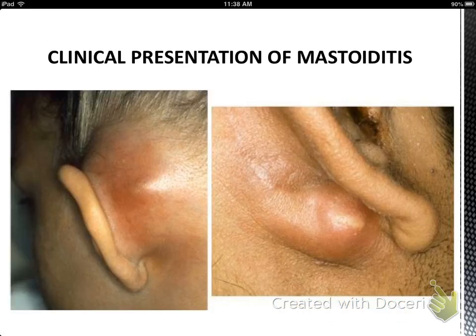Now, these pictures show examples of what you may see on physical exam. If a patient presents with a chief complaint of ear pain and redness or swelling posterior to the ear is seen, as in these pictures, mastoiditis should immediately move to the top of your differential diagnosis.